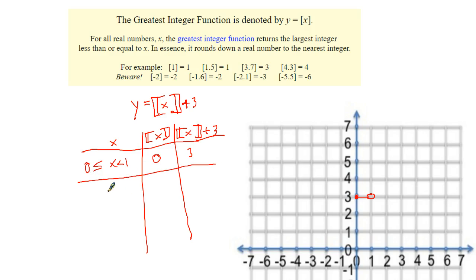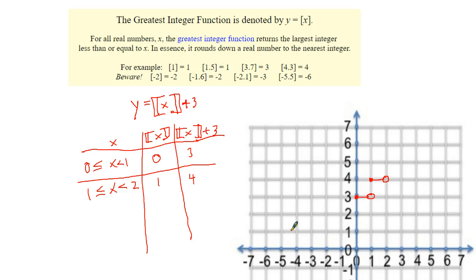And then we try again. X is greater than or equal to 1 and less than 2, we get 1. But if we add 3, we get 4. So we go to y is 4 for x is between 1 and 2. So there we go. And then there we go. And then the pattern keeps repeating.